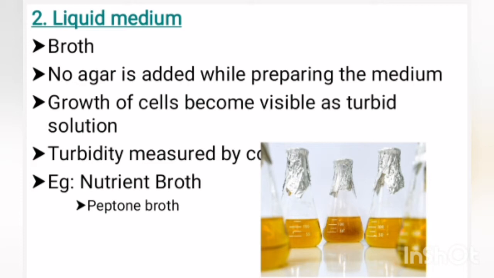Second type of the media, liquid media or broth. In this, no agar is added or used while preparing the medium. After inoculation and incubation, the growth of cells becomes visible as turbid solution, and the turbidity can be measured by colorimeter. Examples for the liquid media are nutrient broth, peptone broth, etc.